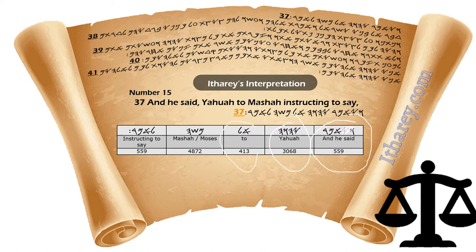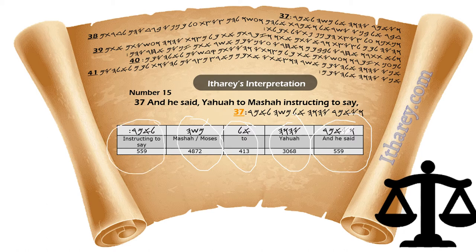Now, this word, Al, has four meanings, but in this situation, it does mean to. The next word is Masha, which is Moses' name. Now, Moses came from water. The Pharaoh's daughter drew him out of water, and that's literally what his name means. If you notice, the Mayim symbol is called the water symbol, and that's why his name has that symbol. To understand these other symbols, you have to read my book, Primitive Sign Language.